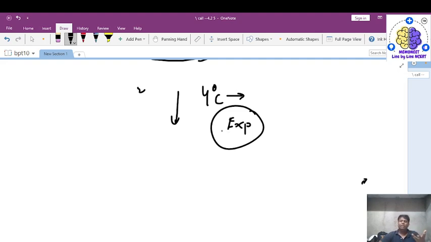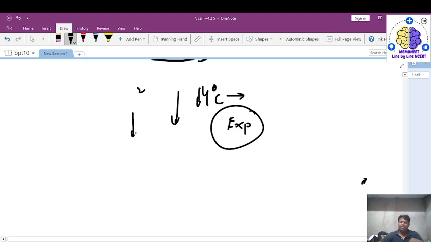Why? Because every other substance contracts on cooling, whereas water expands on cooling. I repeat, when we withdraw heat from a substance, that is on cooling, other substances contract, whereas water expands, and this is known as the anomalous expansion of water, right?